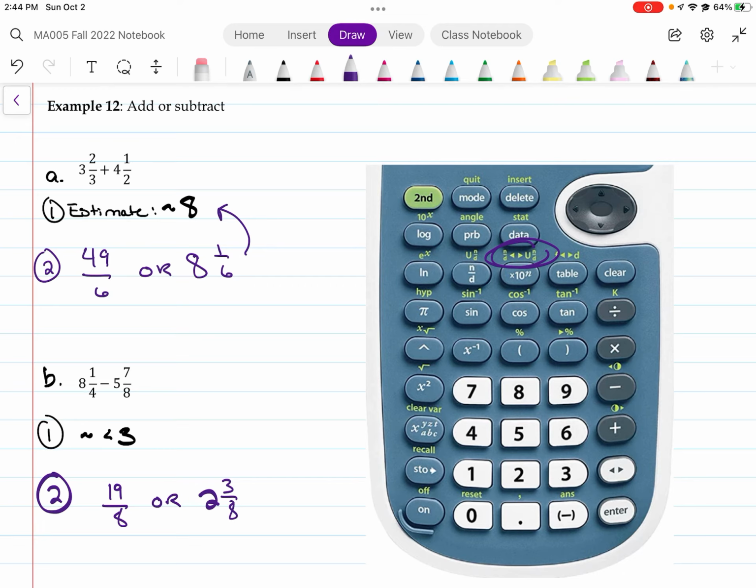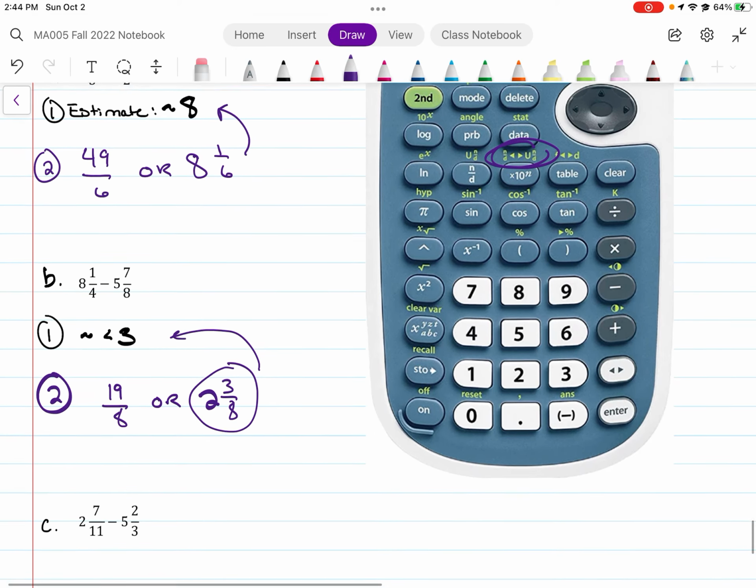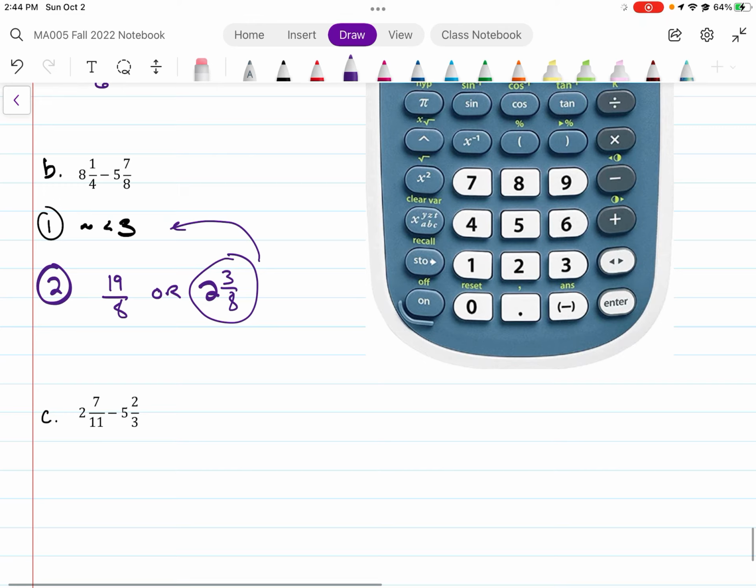19/8 or 2 3/8. Okay, so convert back and forth. So if you're going to estimate, you really need to have it in this form so you can see how close you were. We said a little less than 3, sure enough, a little less than 3. All right, try this next one and see how you do. First estimate and then get the answer.